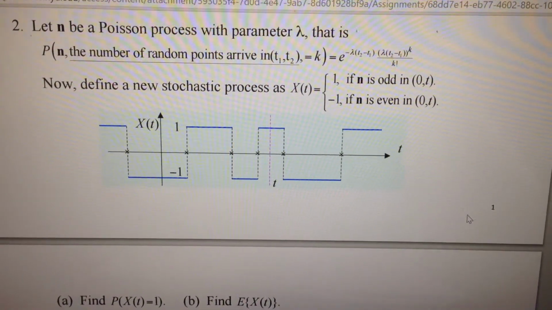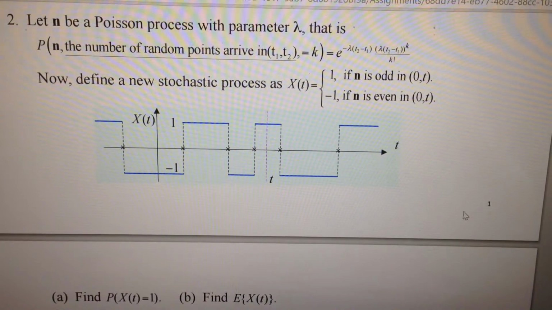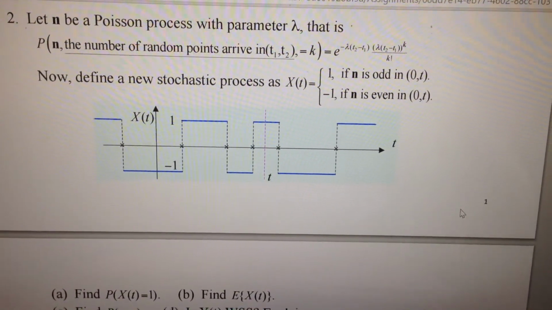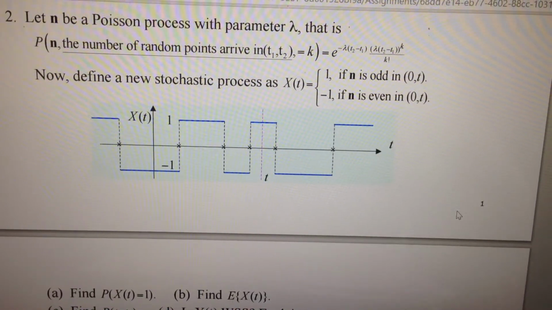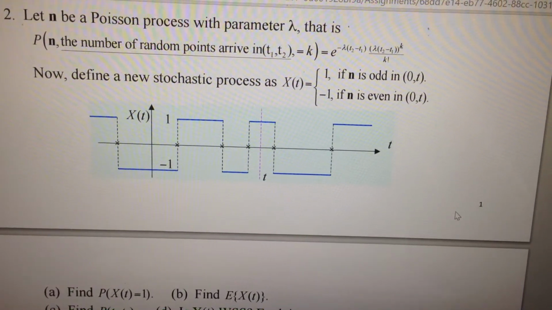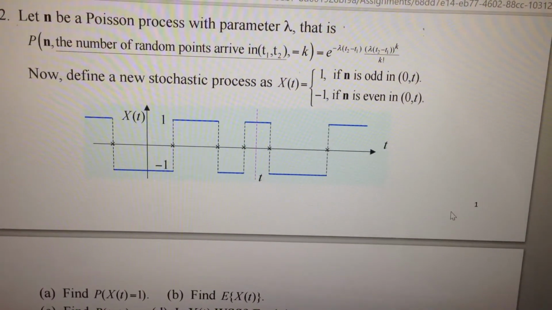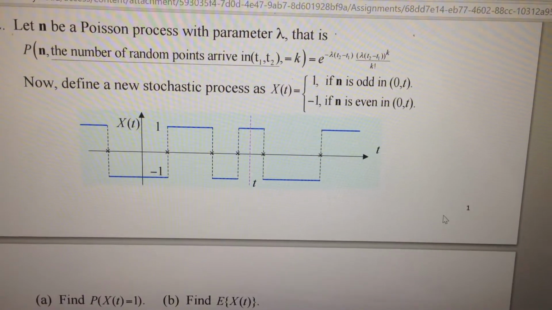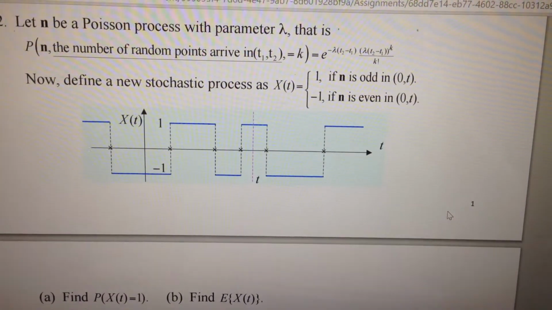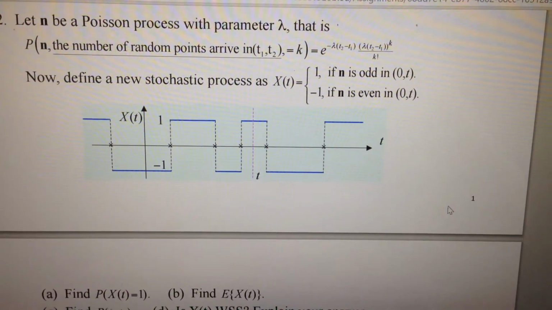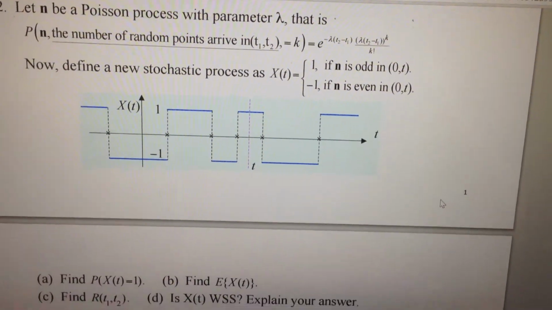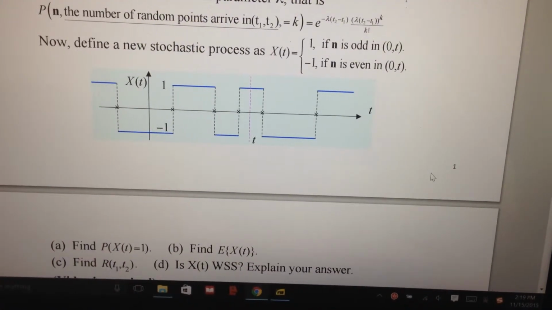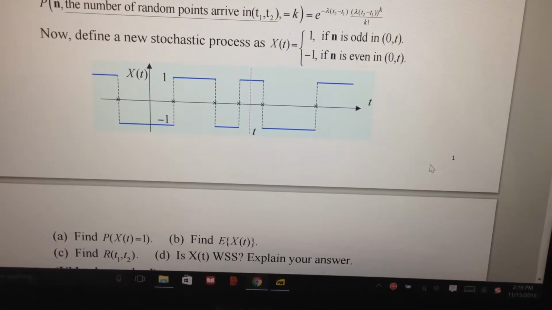Then let's check out the second question. Let N be a Poisson process with parameter lambda, and we define a new stochastic process as X(t). It equals 1 if N is odd in the interval 0 to t, and X(t) equals minus 1 if N is even in the interval 0 to t. And we have to find the probability of X(t) equals 1.